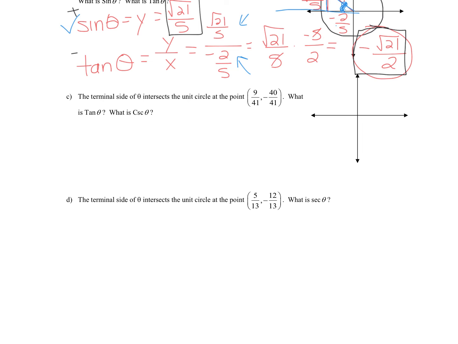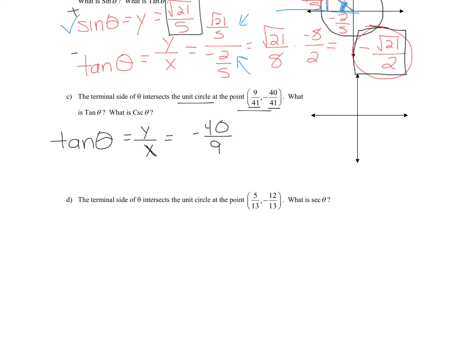This one, we have the terminal side of theta. I'm not going to draw this one first. Passes through this point on the unit circle. What is the tangent of theta? That is y over x. And I can start to see things. The last one I wrote everything out, but I can see, and this is usually true, that we have that same denominator for both fractions. So I can just do y over x. I know the 41s are going to cancel, so y over x is going to be -40 over 9.